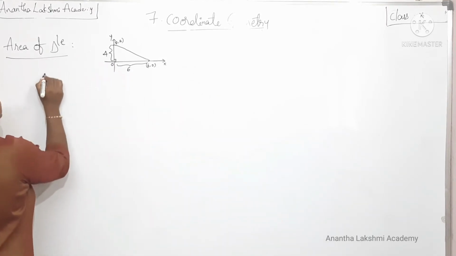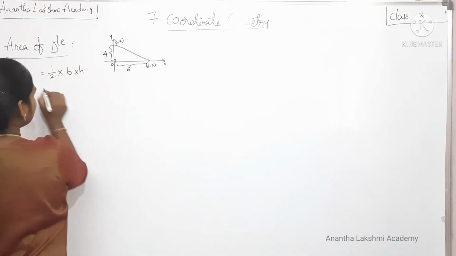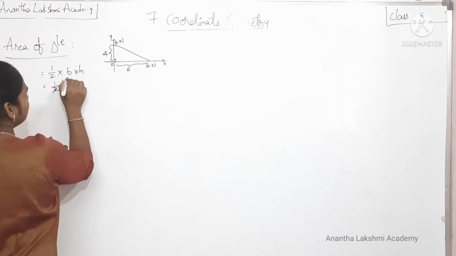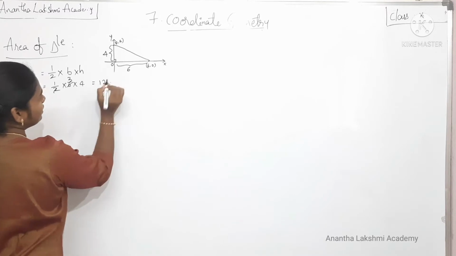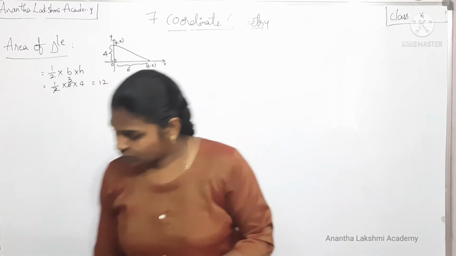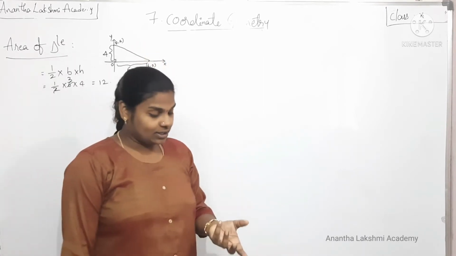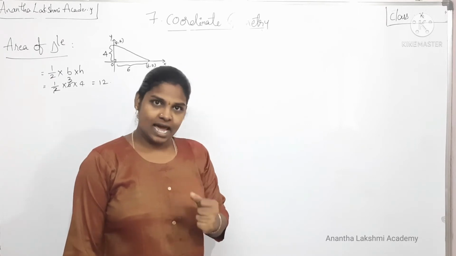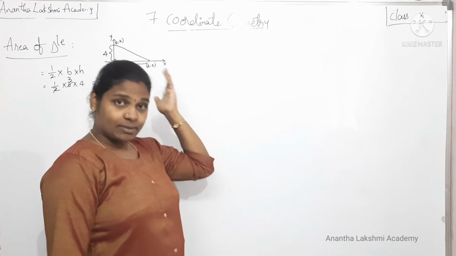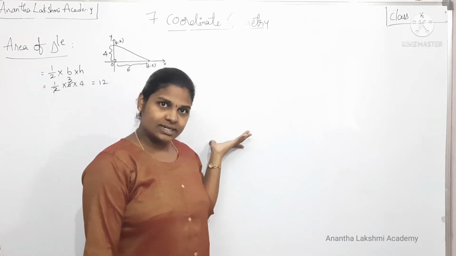So what is the area of the triangle? It is equal to half into base into height. What is the base here? 6 and the height is 4. Half of 6 is 3, 3 fours are 12. The answer is 12, isn't it? So that is the triangle when you know the base and height. Now a point lies on the x-axis and another point lies on the y-axis and one of the points is the origin. So it was quite easy for us.